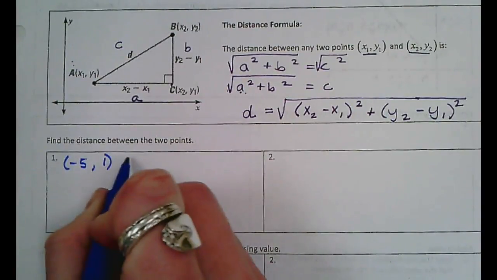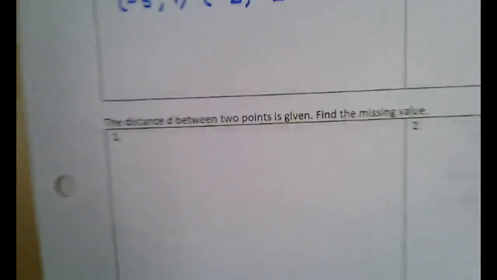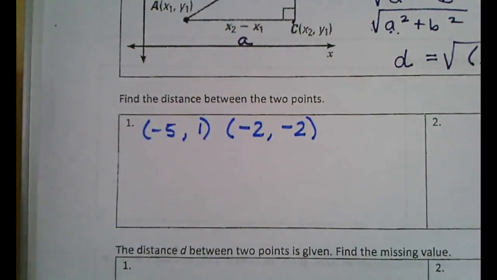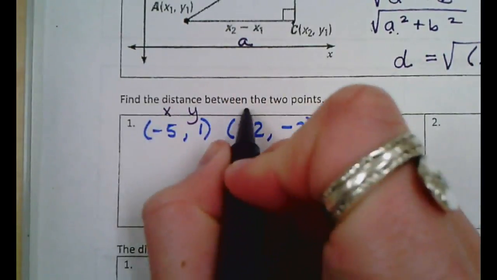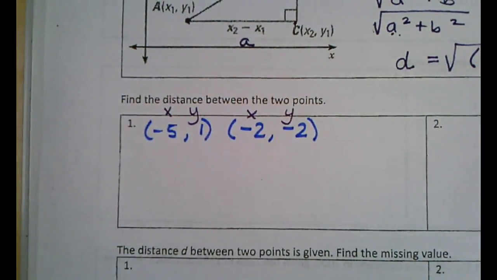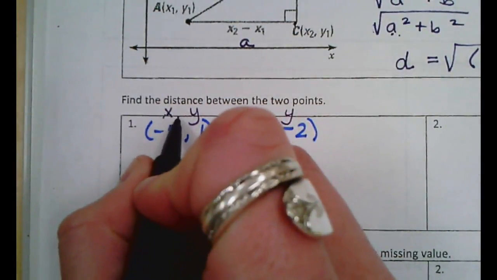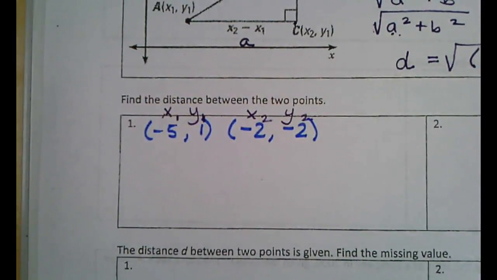For example, our first problem, given the 2 points, -5, 1, and -2, -2. So we're going to find the distance between these 2 points. I'm going to just label this as x and y and x and y. Now, when you're actually talking about x1 and y1, x2 and y2, it's up to you what you want to label them as. I'm just going to say, since this is my first point, these are my first x and y, and these are my second x and y. But you can label them however you want.